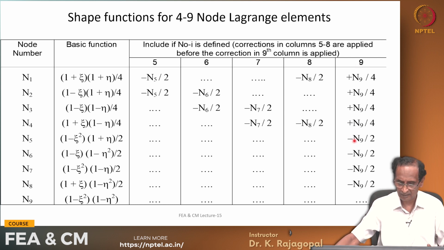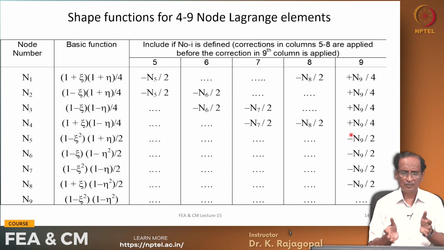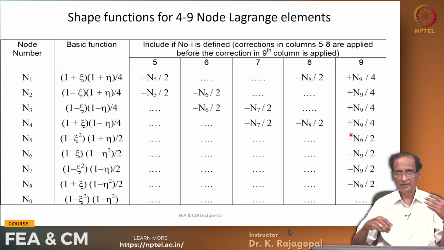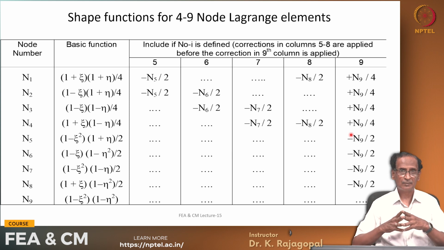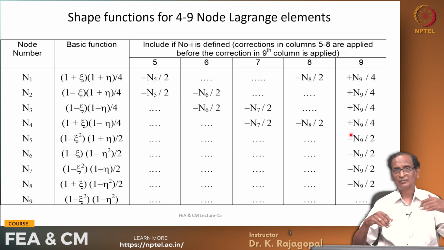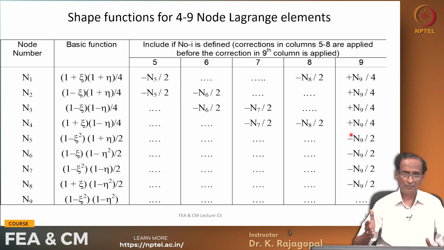These are the corrections that we need to apply, and this table tells you what to do, and it is very easy to program to change the number of nodes from 4 to 9, and this is what is done in most finite element programs. I will show you one program later on how this is done, to change the number of nodes from 4 to 9 and adapt any number of nodes that we have.